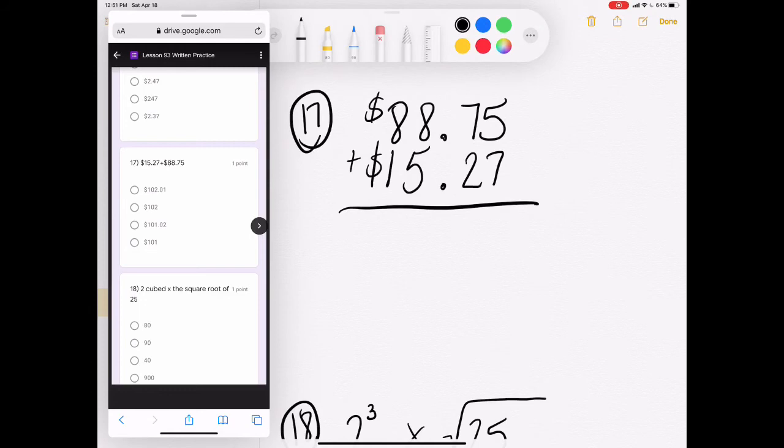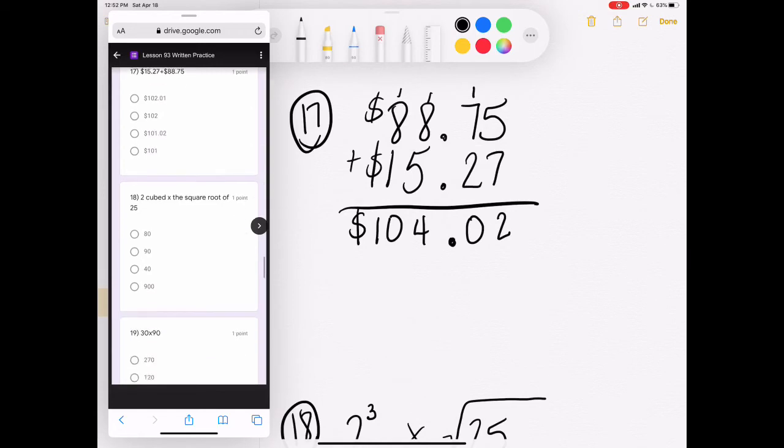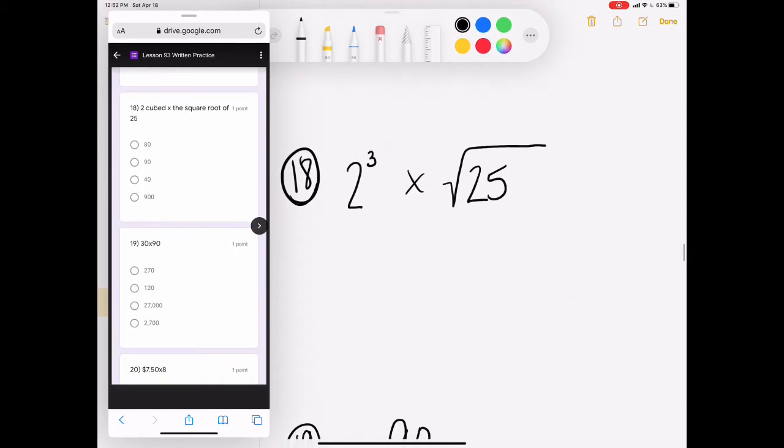$15.27. 5 plus 7 is 12. 7, 8, 9, 10. Decimal. 8 plus 1 is 9. Plus 5 is 14. 8 plus 1 is 9. Plus 1 is 10. $104.02 on number 17.